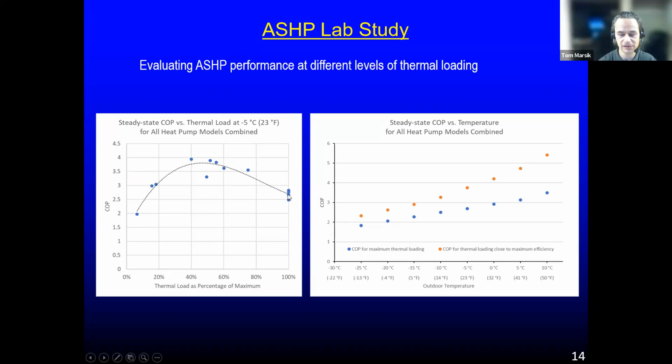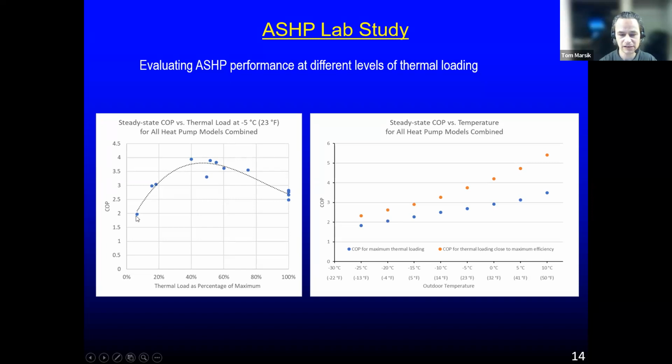So when the heat pump is running at its maximum capacity with a certain coefficient of performance, if you start lowering the level of thermal loading, as you can see, the coefficient of performance goes up. But it doesn't just continue rising forever. At a certain point it reaches its peak, and then with further lowering of thermal loading, it actually goes down.